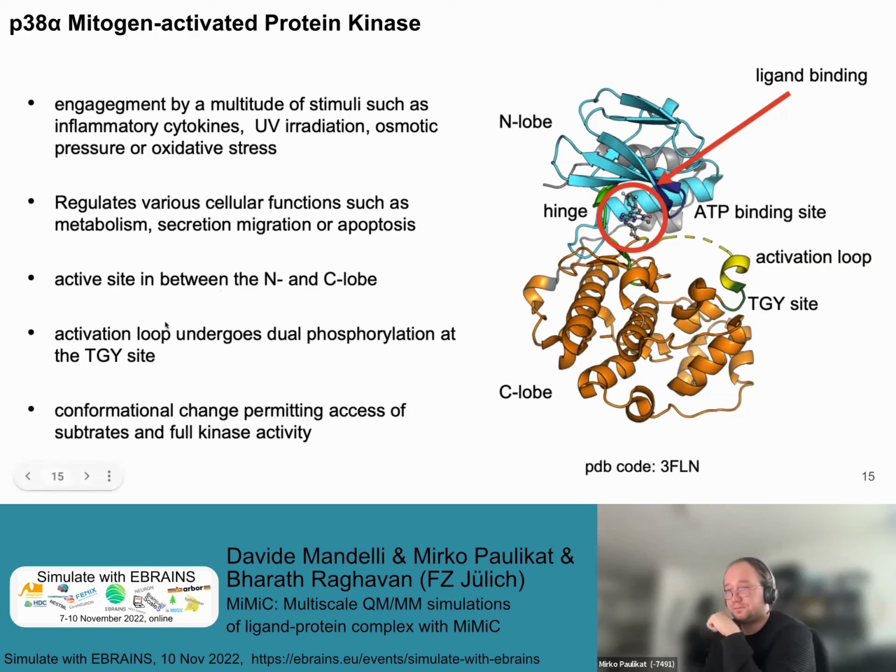So the activity of the kinase is accessed if the site is dual phosphorylated, and we get dynamic changes so that the substrates can bind and the full activity is reached. So it's an interesting target, and we want to study with these QMMM methods the atomistic description of how the binding site changes, and what are the interactions between the ligand and the protein.